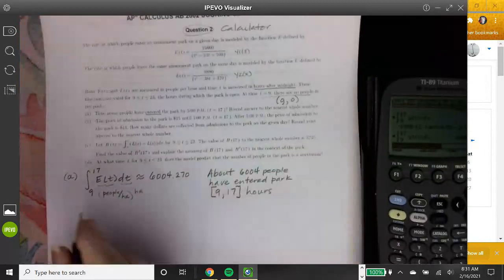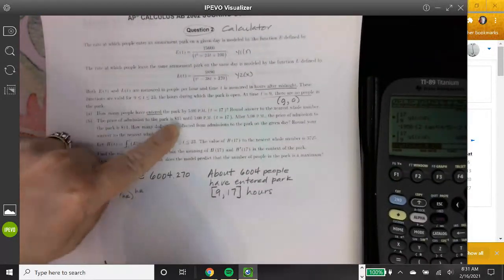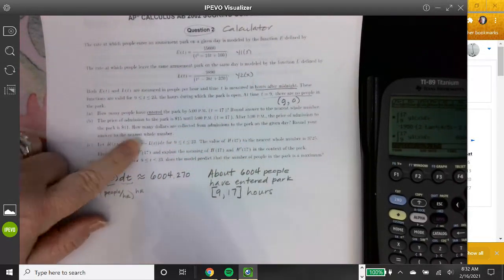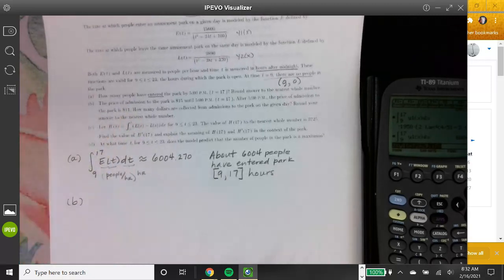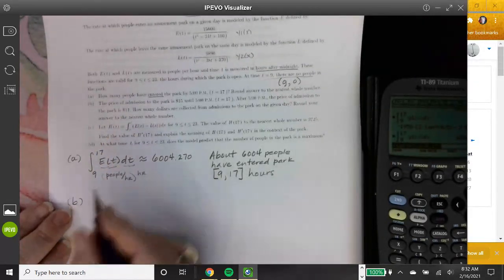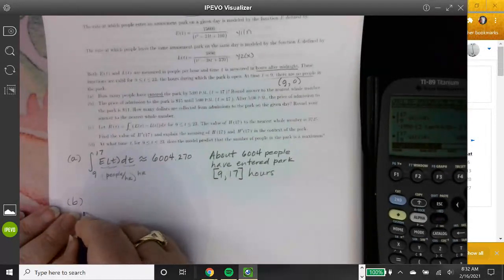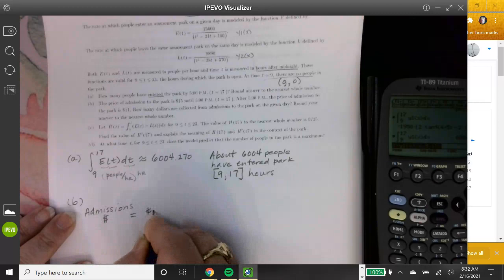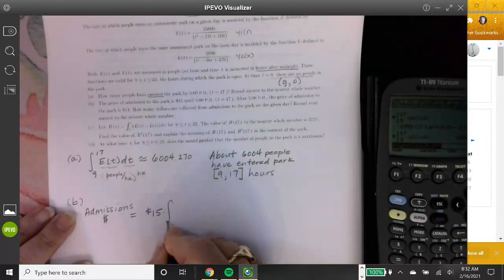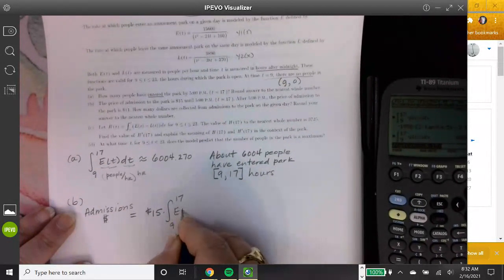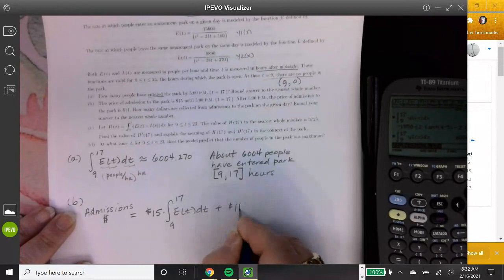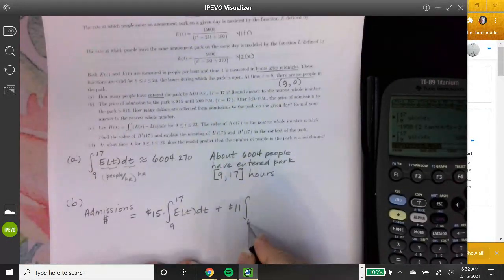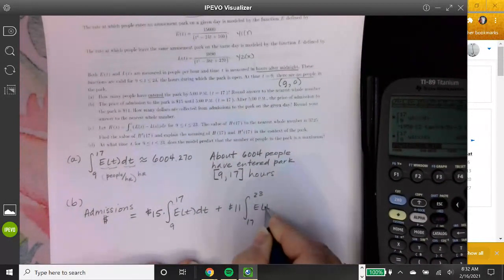All right, part B real quickly says, the price of admission to the park is $15 until 5, and after 5, the price of admission is $11. How many dollars are collected from the admissions? Well, you would multiply the number of people in the park. So admissions dollars are going to equal $15 times the number of people in the park from 9 to 17, that's the integral of E of t dt, plus $11 from 17 to 23 of E of t dt.